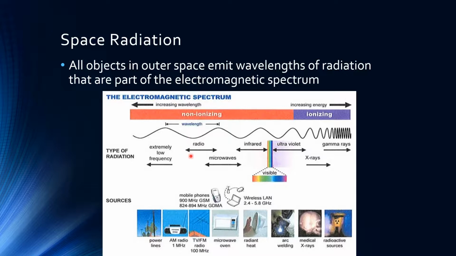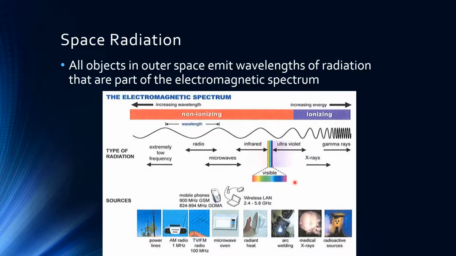Down here we can see our radio waves. This is what allows us to listen to the radio. We have our microwaves. This is what we use to cook our food. We have our infrared waves. These are the ones that we can feel heat coming off of something. We call it radiant heat. Sometimes we use special technology to see heat signatures being given off.